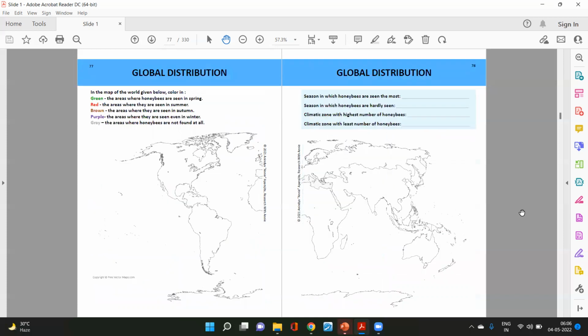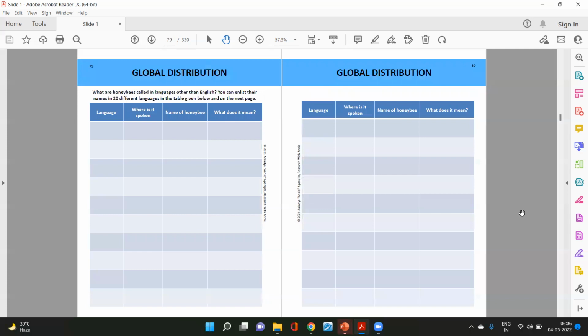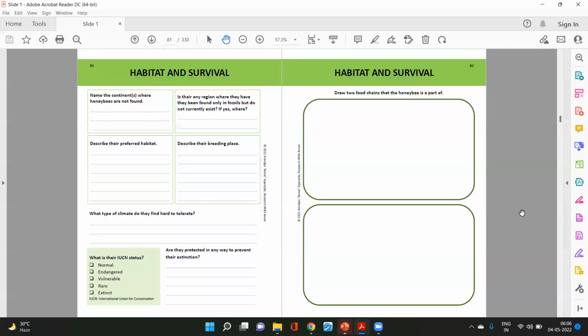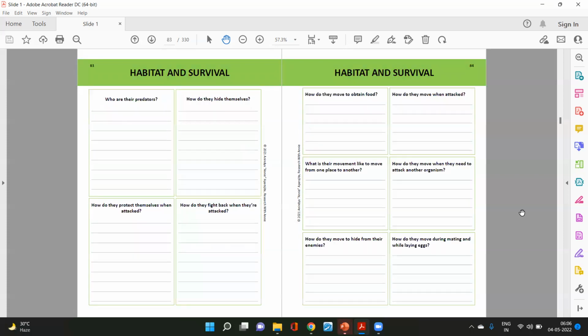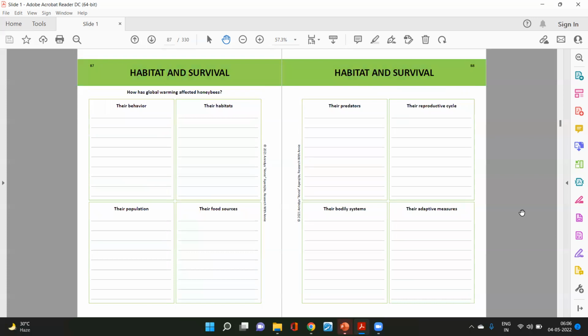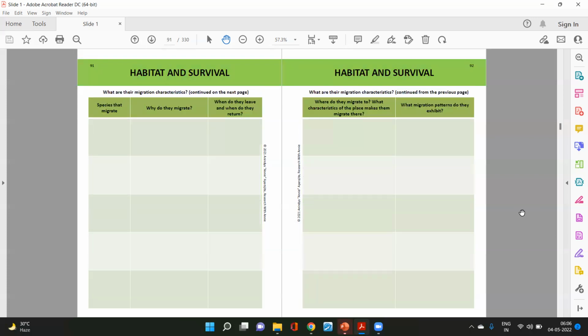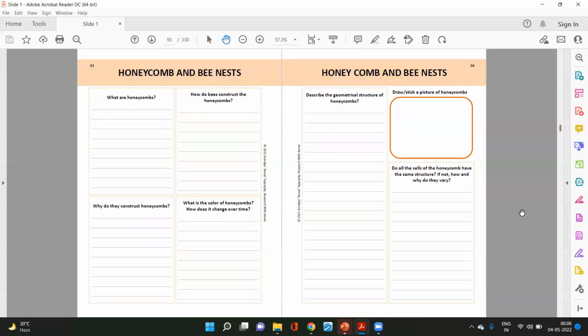Then we come to the global distribution of honeybees, and what different languages have different names for honeybees. So that's a good exploration they can be sent on to. Then we deal with their habitat and the survival in the different seasons, and how global warming has affected them, how pollution has affected them, about their migration characteristics and stuff like that.